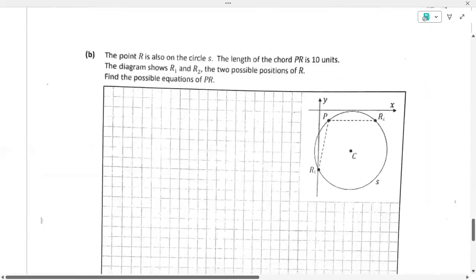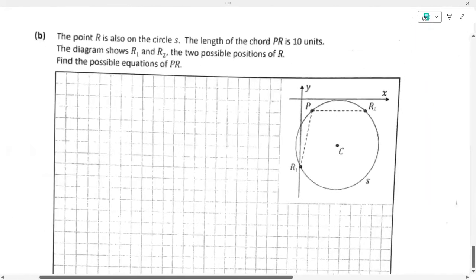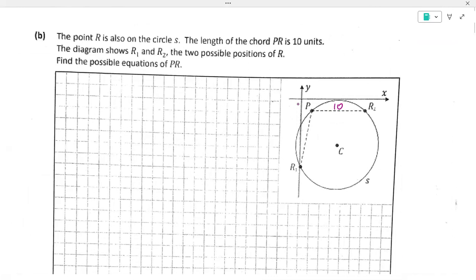Here we have point R is also on circle S. The length of the chord PR is 10, so that's 10 units across. The diagram shows R1 and R2, the two possible positions of R. Find the possible equations of PR. So we have a very similar situation here. We still have this get the equation of the line business.